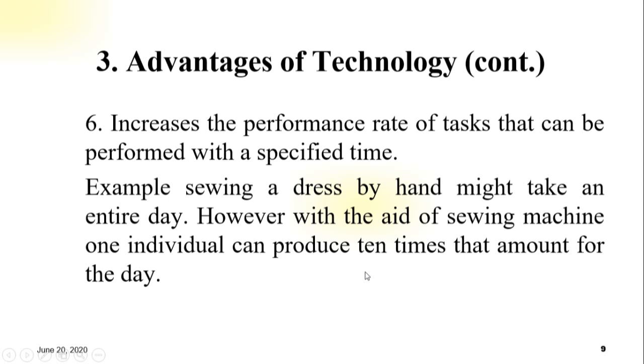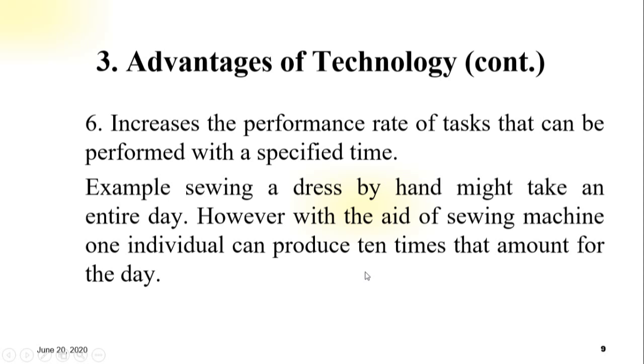It means in real time. For example, sewing a dress by hand might take an entire day, but with the aid of a sewing machine, one individual can produce 10 times that amount for the day. Just for example, right? In the past, when we used our hands to sew a dress, you got only one. But now, with modern technology, you use a sewing machine and you can produce 10 or more at the same time, in only one day.